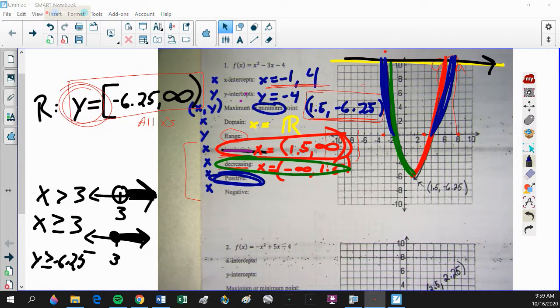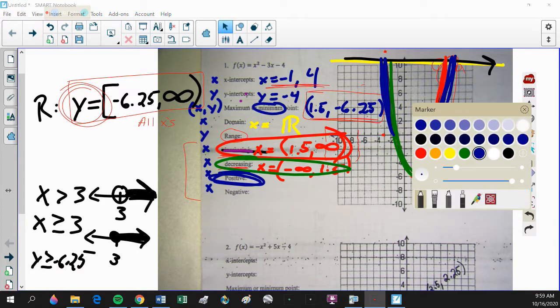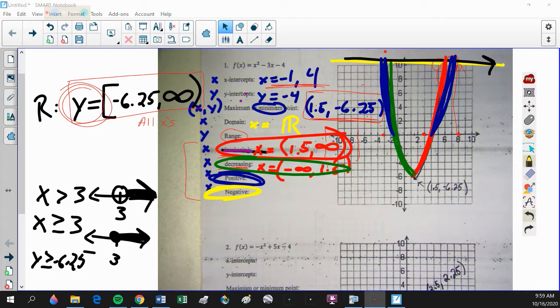Oh, good. Yeah, we'll get to that in just a second. Pick a new color. Highlight negative. When is the graph negative? This piece right here.